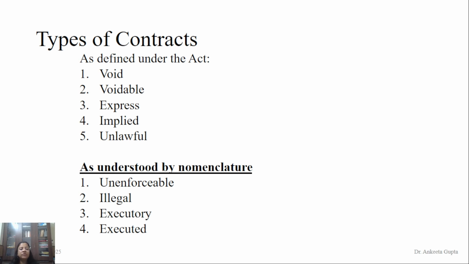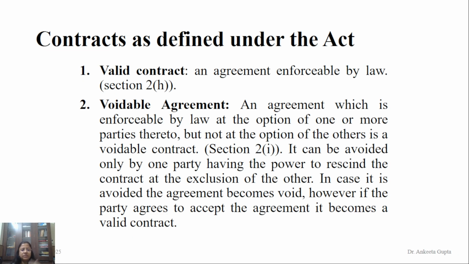Now, let's go to the different types of contract that exist. So we have contracts that have been defined under the Act, and there are some contracts that are understood by way of nomenclature. So we have void, voidable, express, implied, unlawful contracts. And then, as understood by nomenclature, you have illegal, unenforceable, executory, and executed contracts. I felt we should start with a valid contract defined under Section 2(h), where an agreement enforceable by law is a valid contract.